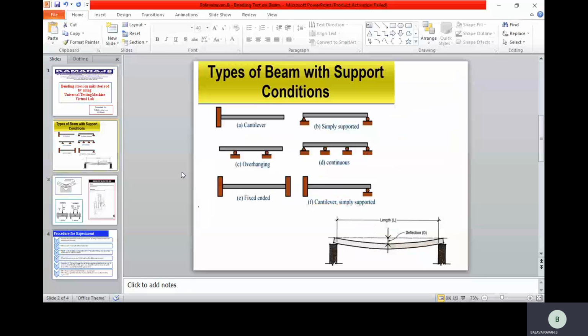Before doing the experiment, we should know about types of beam and loading condition, as well as what is meant by deflection. There are 5 types of beam: cantilever beam, simply supported beam, overhanging beam, continuous beam, then fixed beam. Deflection means when the beam is deflected due to the application of an external force. It is called deflection.